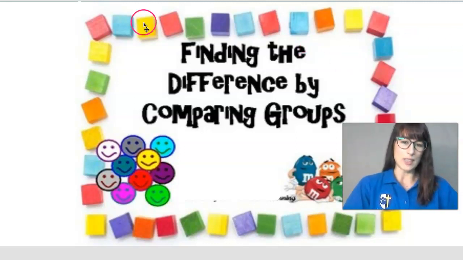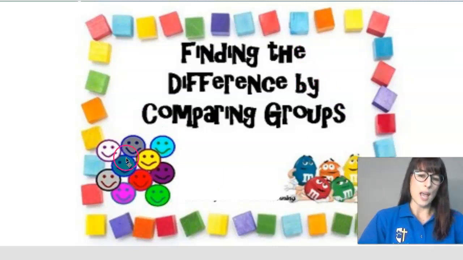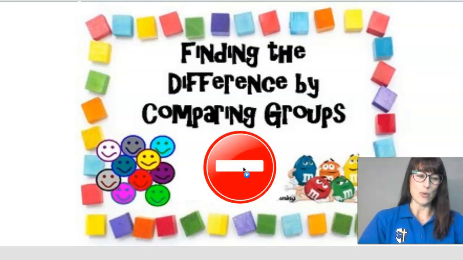Now let's begin with this skill, finding the difference by comparing groups. Let's say I'm comparing these smiling faces with these M&Ms. Okay, well, what would you do? What would you use? What operation? Would you use addition? Would you use subtraction to do this? If you said that you would use subtraction, then you are right.